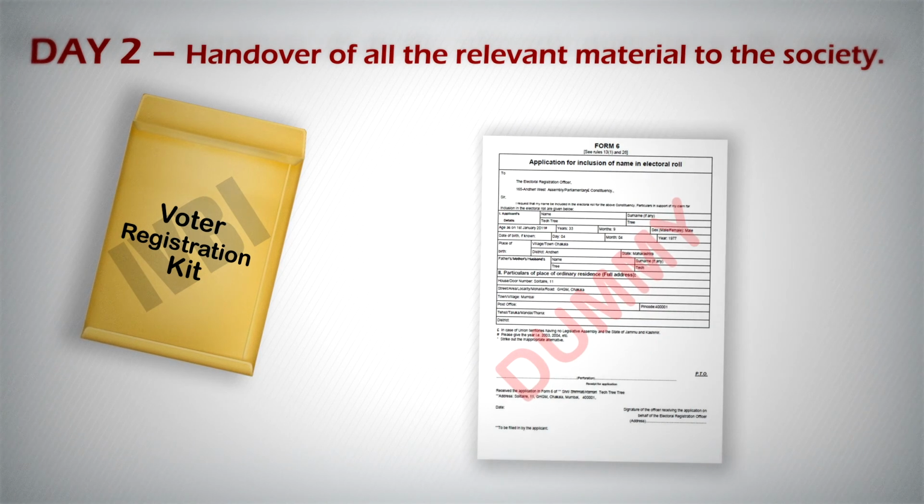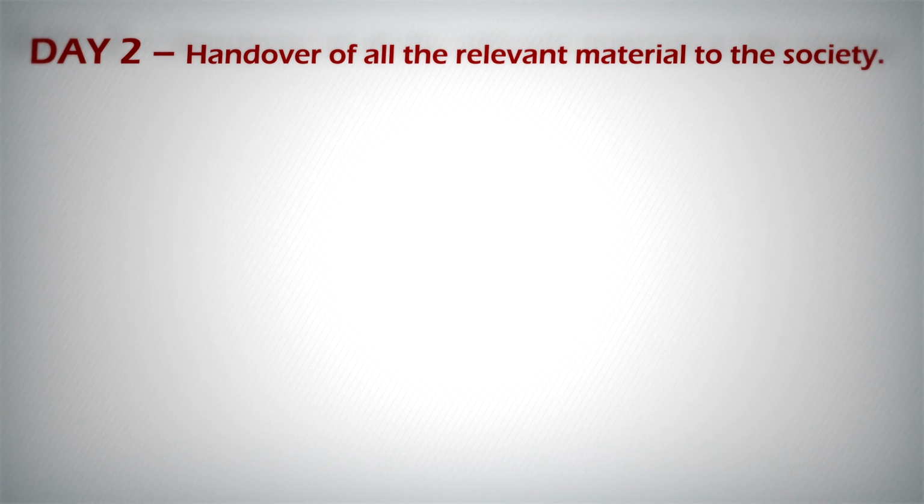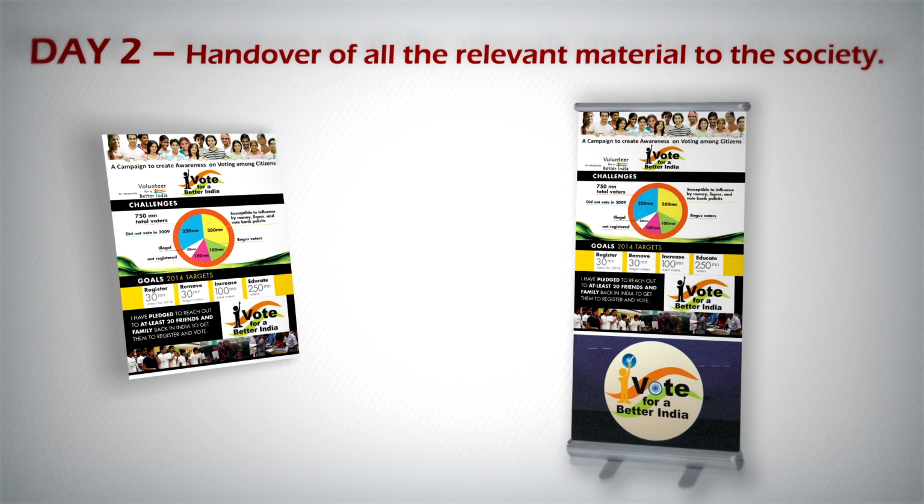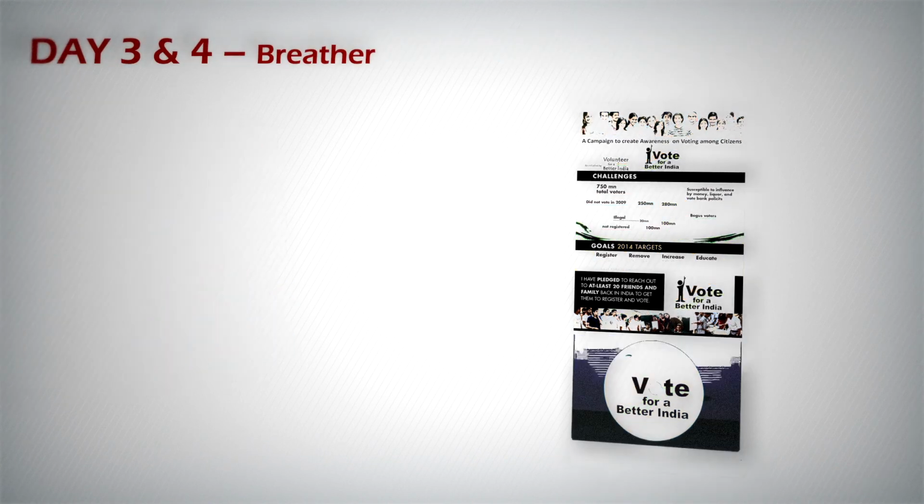What is a dummy form? Many people have difficulty filling some parts of the registration form. To make things easier, it's a good idea to create 3 to 4 dummy forms or pre-filled forms so that people can refer to them while filling up their own forms. Along with the IVBI packet, we will also hand over all the publicity material to the society secretary, posters, standees, etc.